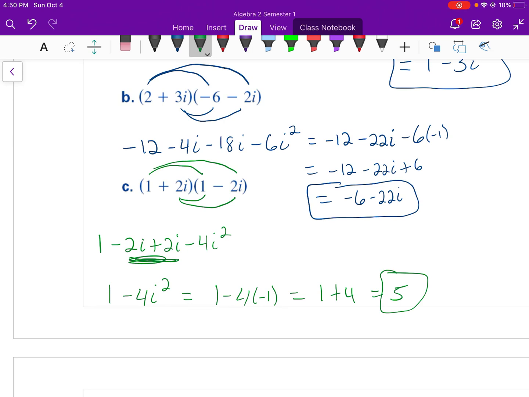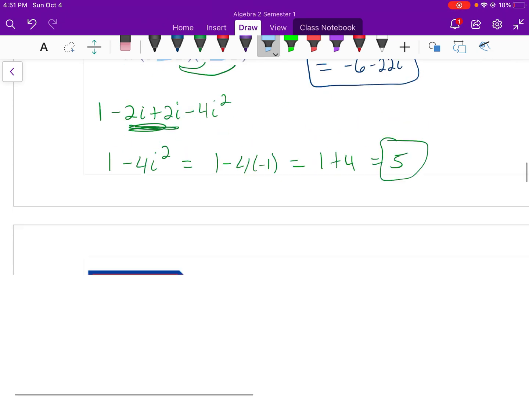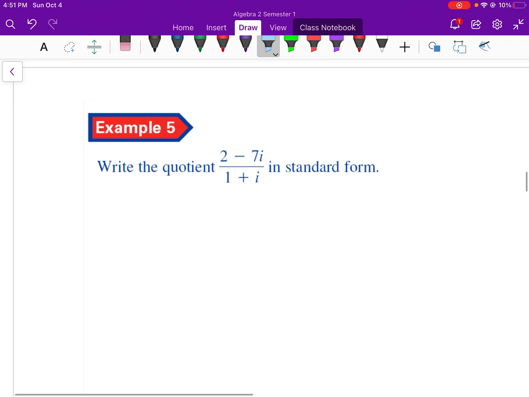This one right here is very important, actually, because this is the concept we're going to need to know to help us with quotients and division. If you notice, the only difference between these two complex numbers is the sign in the middle: 1 plus 2i and 1 minus 2i. These two complex numbers are considered conjugates. And what you notice if you multiply conjugates is that you will get a whole number. That is an idea that we need to have when we move to quotients.